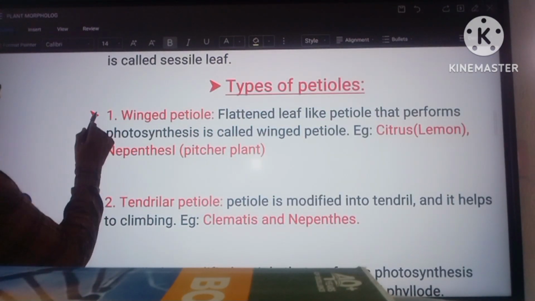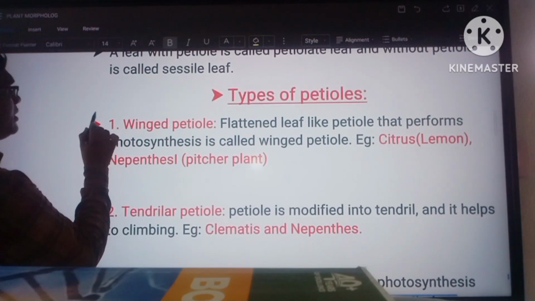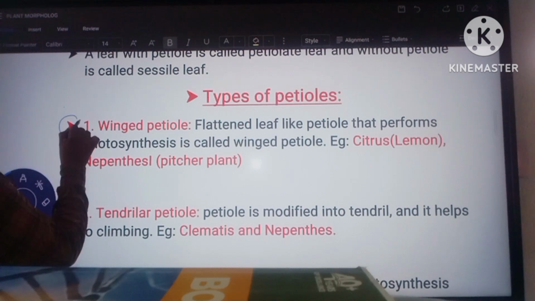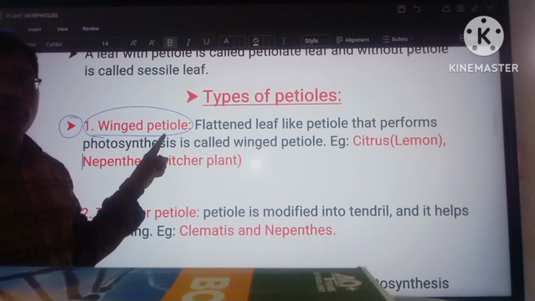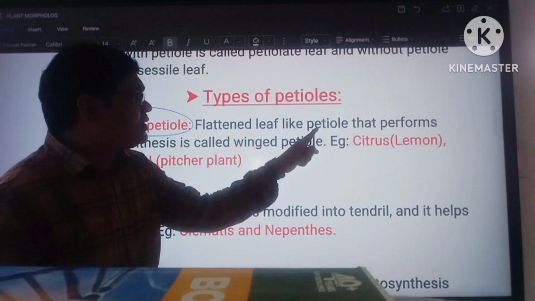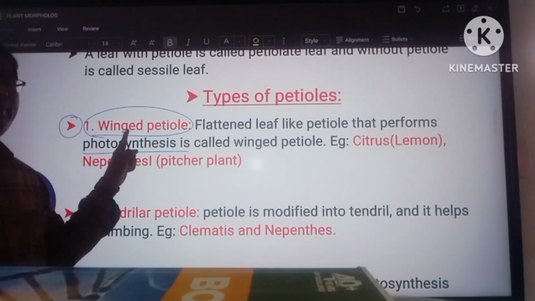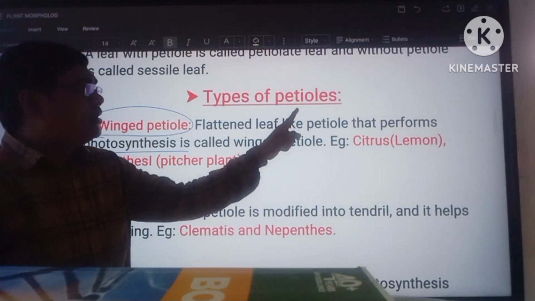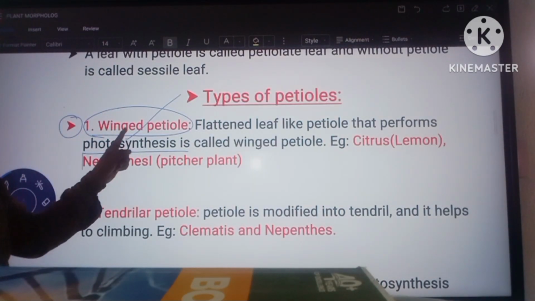The first type of petiole is called the winged petiole. So what is a winged petiole? A flattened, leaf-like petiole that performs photosynthesis is called a winged petiole.